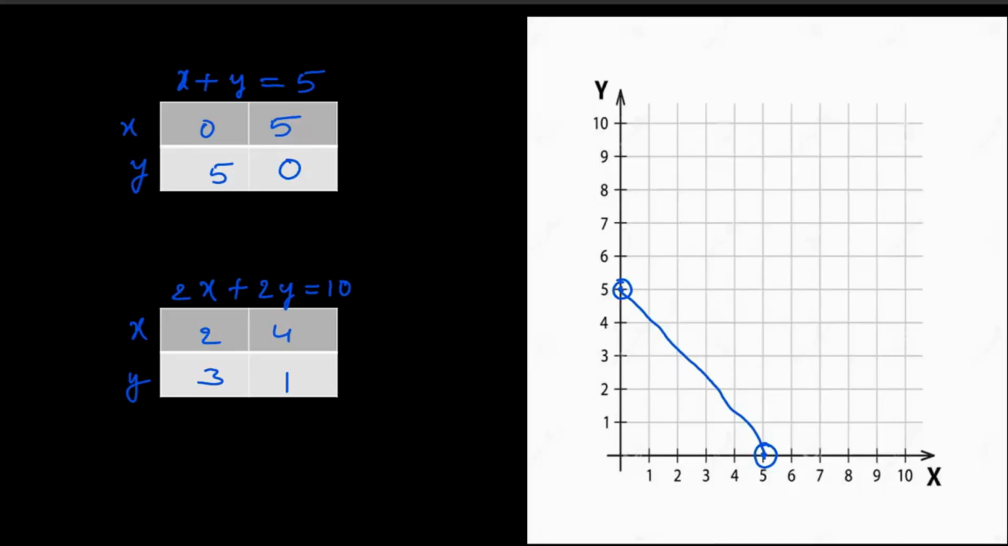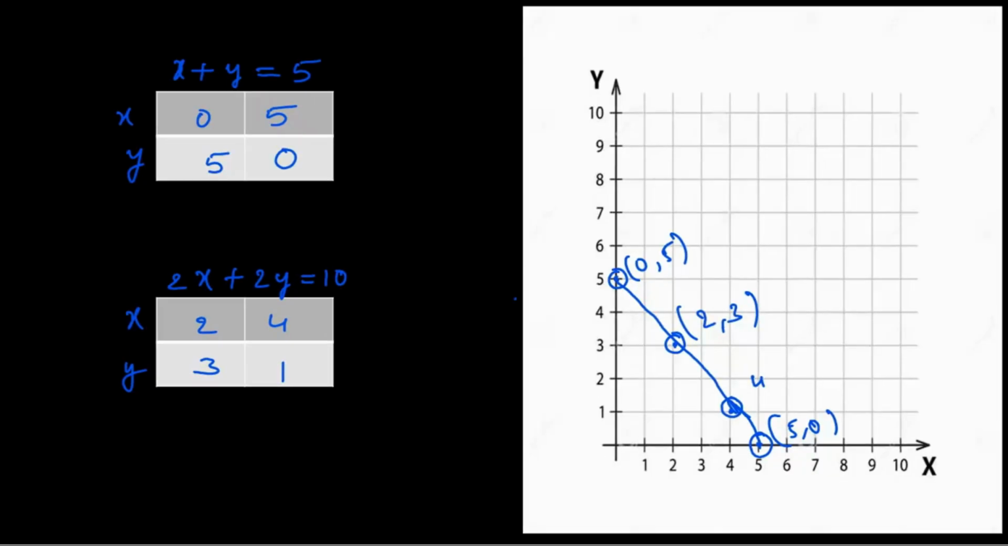Next one, 2, 3. When x is equal to 2, y is equal to 3. Next, 4, 1. So, on the same line. Hence proved. Let us point out. This is 0, 5. And this is 5, 0. And this is 2, 3. And 4, 1. So what is our next problem?